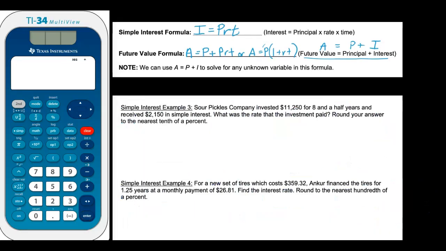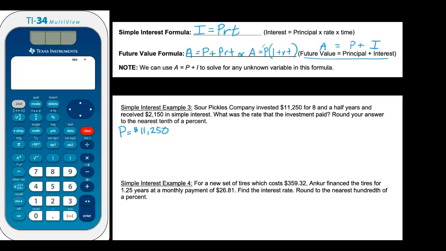Let's look at example 3. So Sour Pickles Company invested $11,250 for 8.5 years and received $2,150 in simple interest. So I'm going to just write those down real quick. So our P value, so that's what they invested. So the initial investment is $11,250, our principal, 8.5 years.